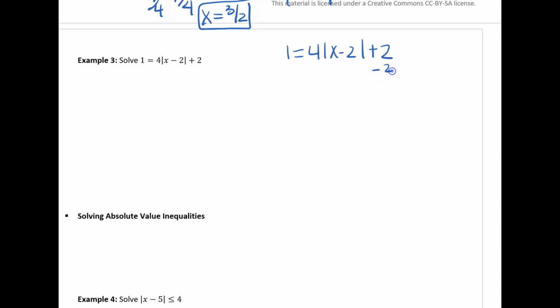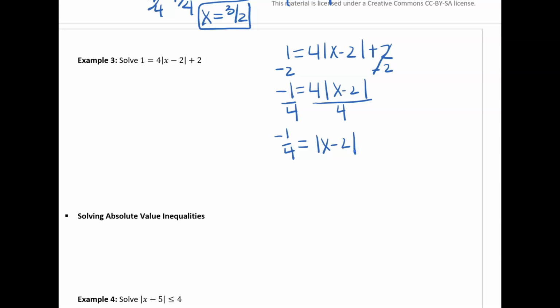So I'm going to say minus 2. So it gives me negative 1 equal to 4 absolute value of x minus 2. Divide by 4. So this gives me negative 1/4 equal to the absolute value of x minus 2. But you'll notice, let's look at this. The absolute value of x minus 2 is equal to a negative. Again, absolute value, we're dealing with distance.